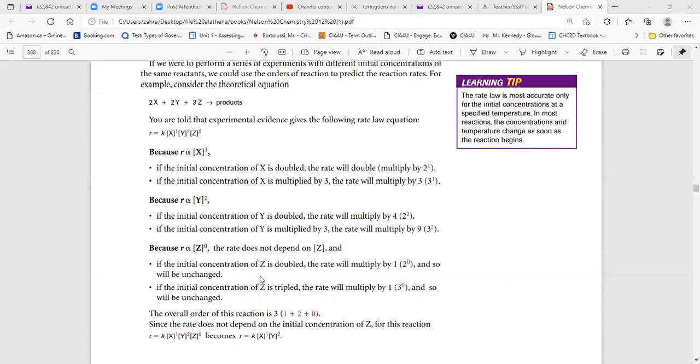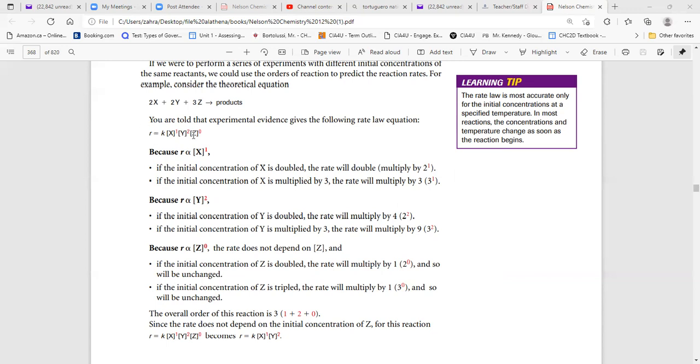If the initial concentration of Z is doubled, then the rate is multiplied by 1 and will be unchanged. If the concentration of Y becomes double, 2 to the power of 2 is 4, the rate becomes 4 times bigger. If the concentration of X becomes 2 times bigger, 2 to the power of 1 is 2, so the rate will be 2 times bigger. If the concentration of Y becomes 3 times bigger, how does it affect the rate of reaction? It's going to be 3 to the power of 2, so the rate of reaction will be 9 times bigger.